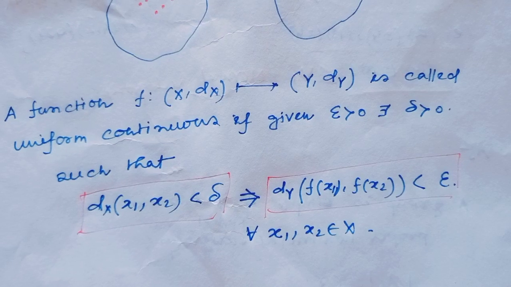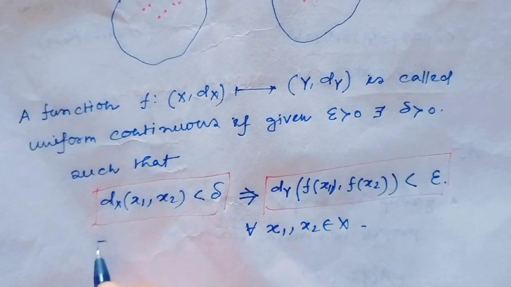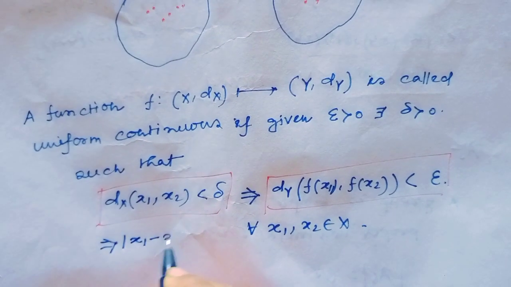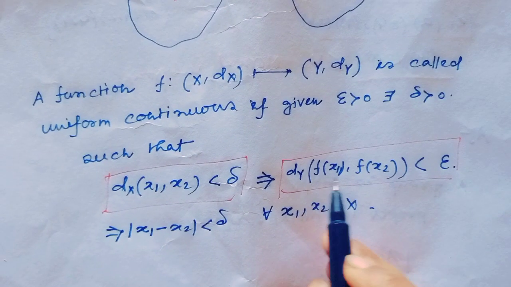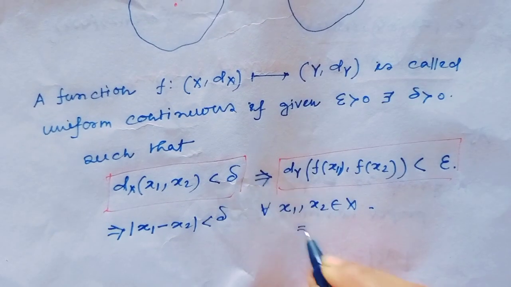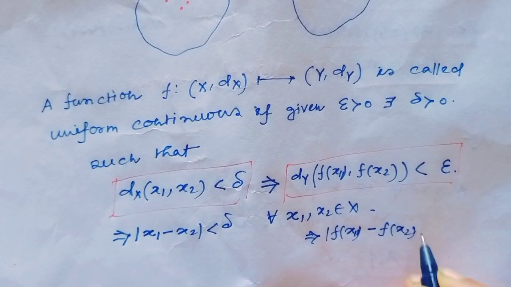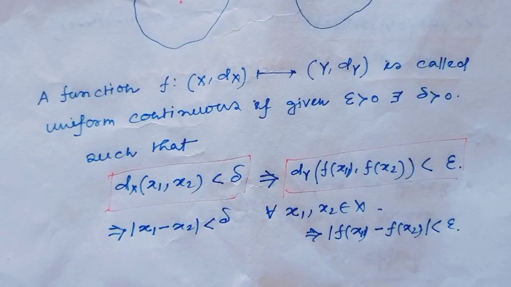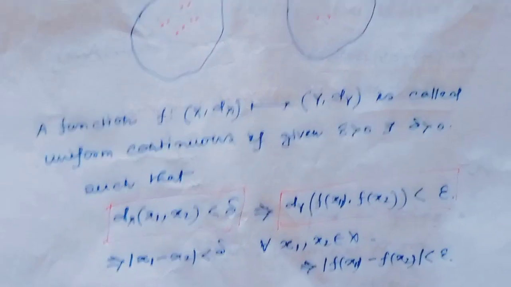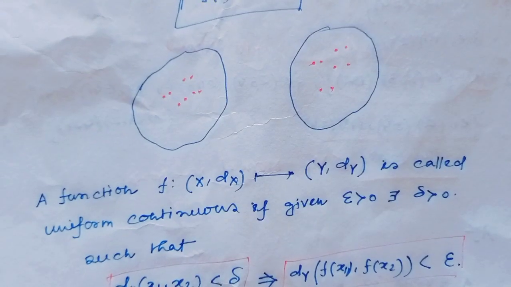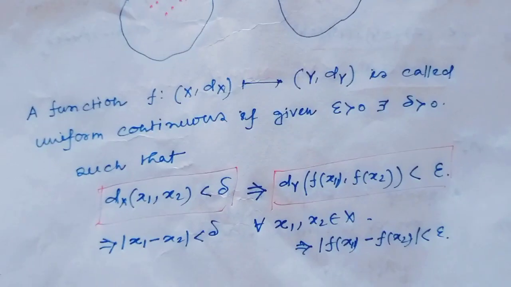In real numbers, the distance on the set X between the points x1, x2 less than delta means the absolute value of x1 minus x2 less than delta, and the distance between the images f(x1) and f(x2) means the absolute value of f(x1) minus f(x2) less than epsilon. This is the definition. This is the picture in real numbers. I hope my viewers have understood what uniform continuity is in metric space.